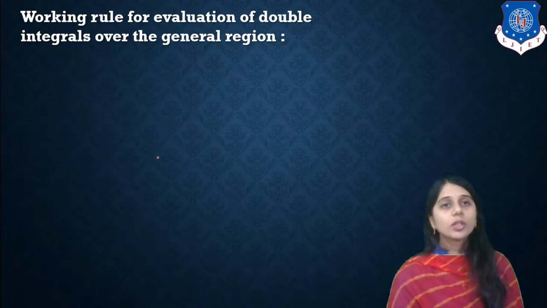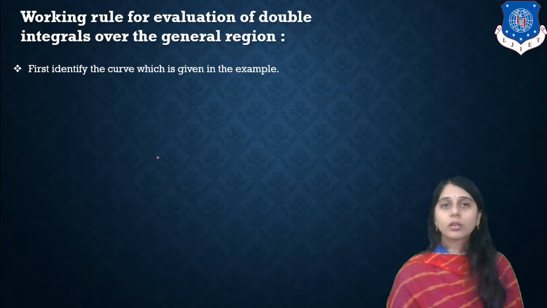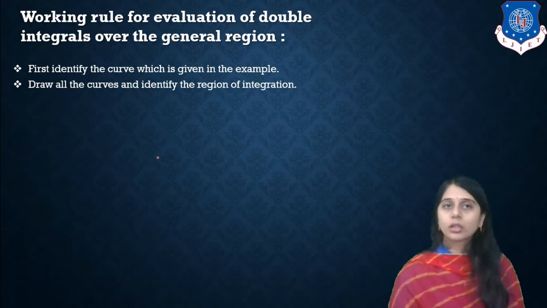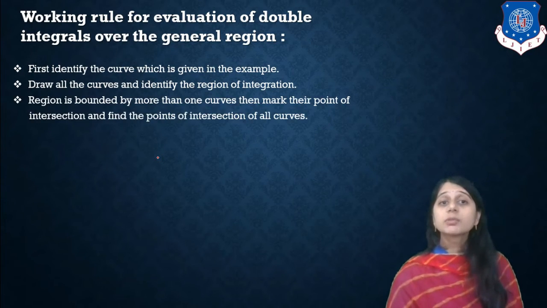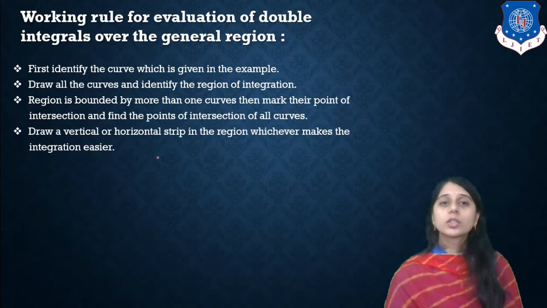Working rule to evaluate a double integral over a general region. First, identify the curves given in the example. Draw all the curves and identify the region of integration. If the region is bounded by more than one curve, mark the points of intersection and find them for all the curves. Draw a vertical or horizontal strip in the region, whichever makes the integration easier.